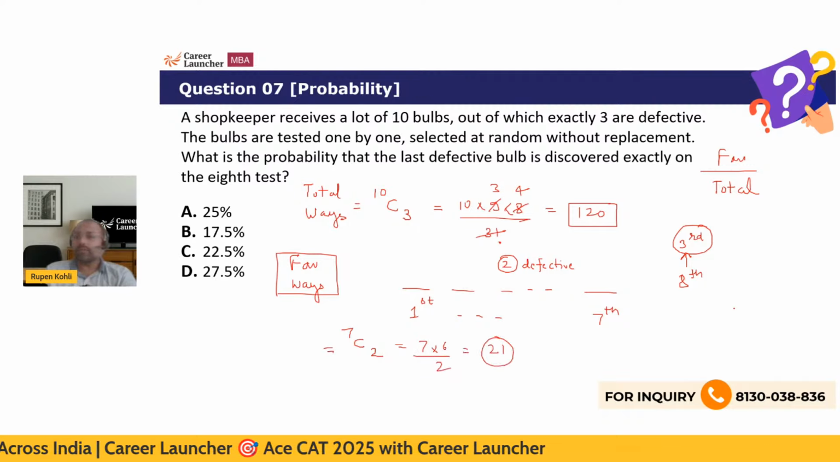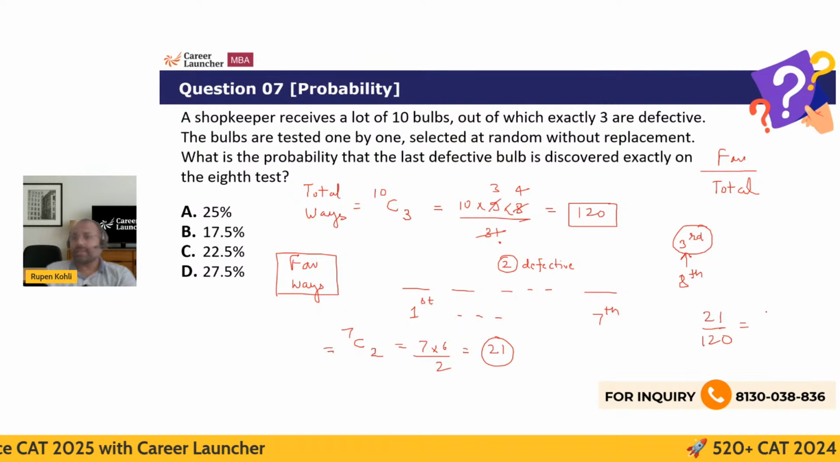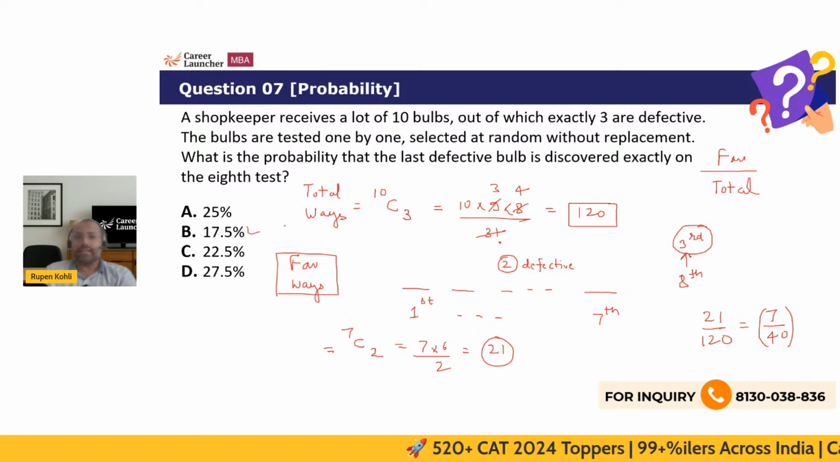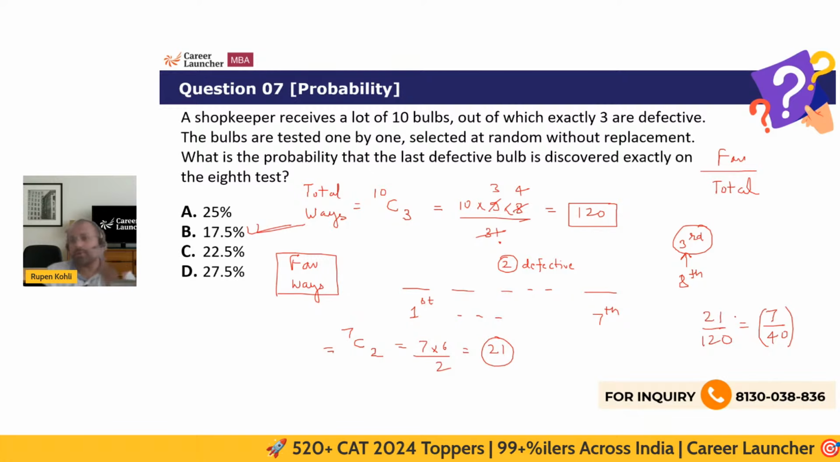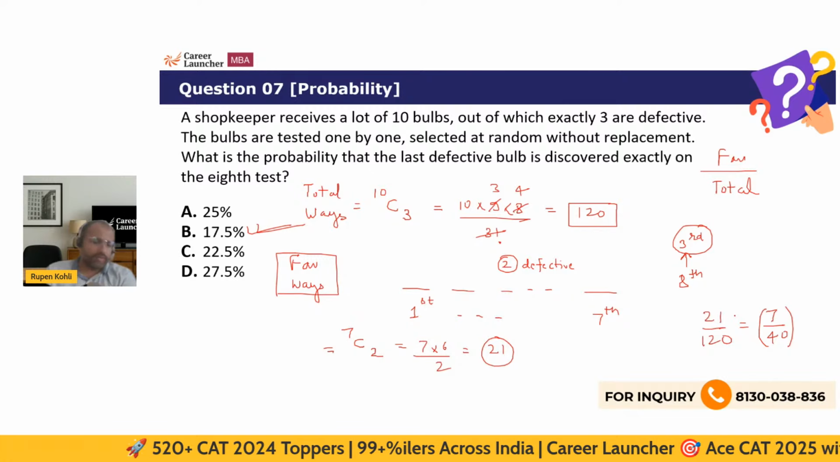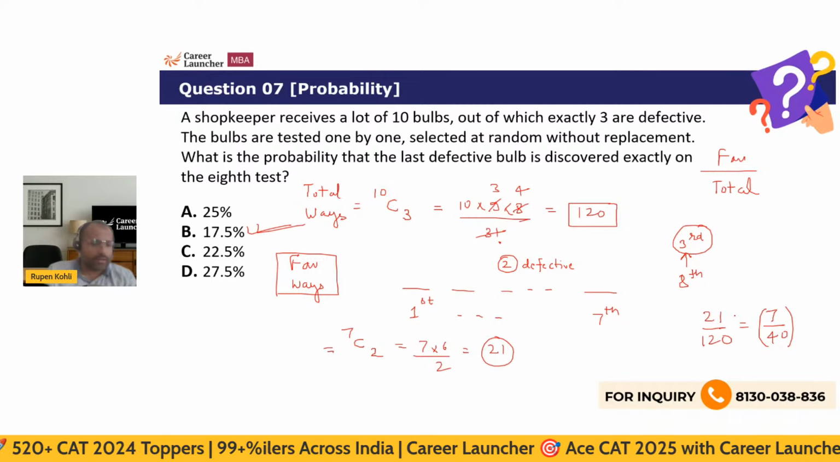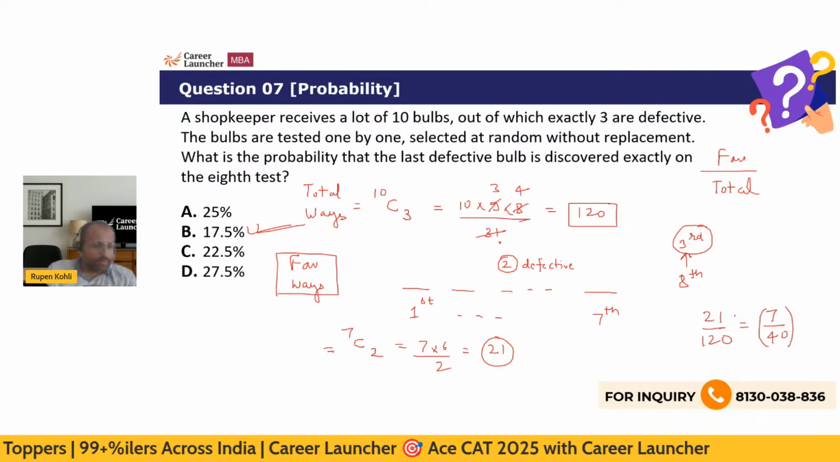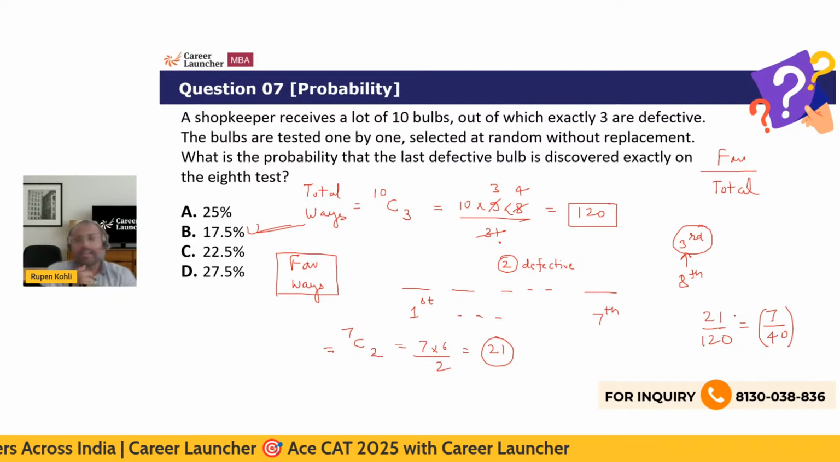So therefore the required probability is 21 by 120, or 3 can be cancelled, 7 by 40, which expressed in percentage is 17.5%. Right? 1 by 40 is 2.5%. 2.5 into 7 is 17.5. Yes, Arup, right? Yes, Prabhakar, that is correct, right? So again, something new, right?